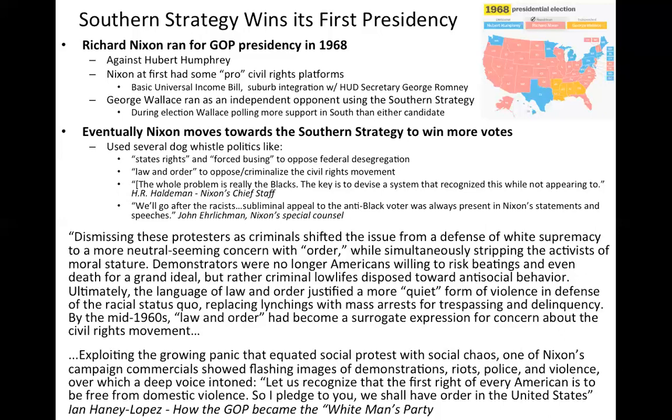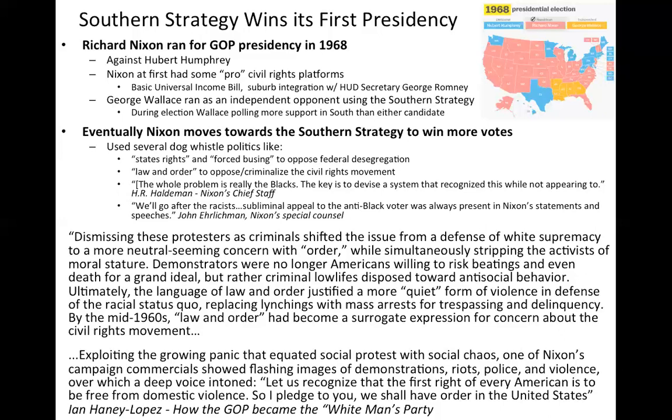Demonstrators were no longer Americans willing to risk beating and even death for a grand idea, but rather criminal lowlifes disposed toward antisocial behavior. Ultimately, the language of law and order justified a more quiet form of violence in defense of the racial status quo, replacing lynchings with mass arrests for trespassing and delinquency. By the mid-1960s, law and order had become a surrogate expression for concern about the civil rights movement.